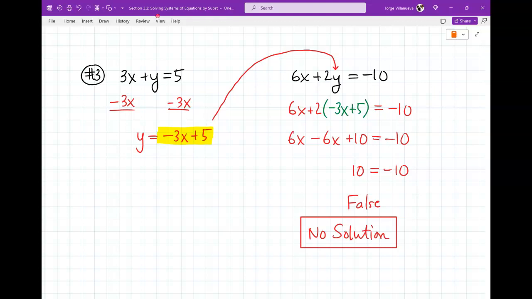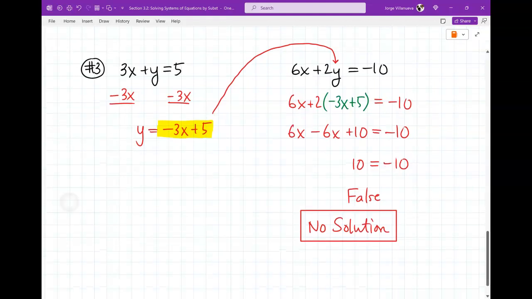So this problem was done on purpose to show you that sometimes things work a little weird. This is a no solution problem. Because I got rid of all my letters, there's nothing to solve for. Let me see if it's true or false. All right, are we okay with that one?